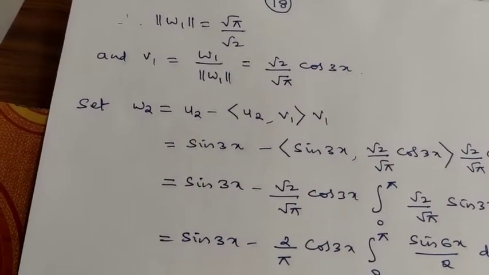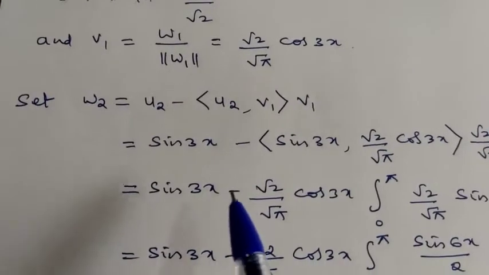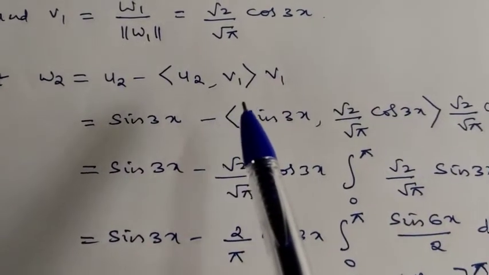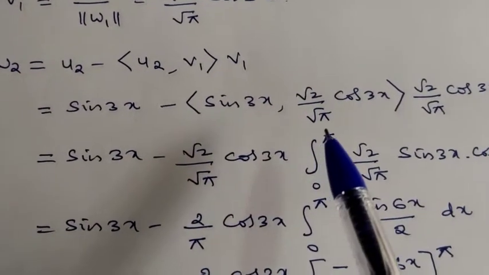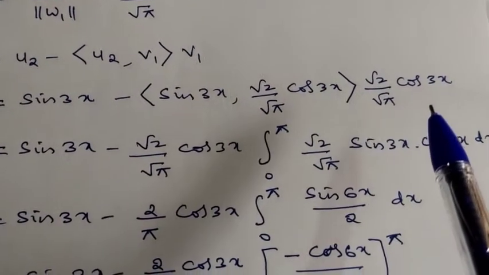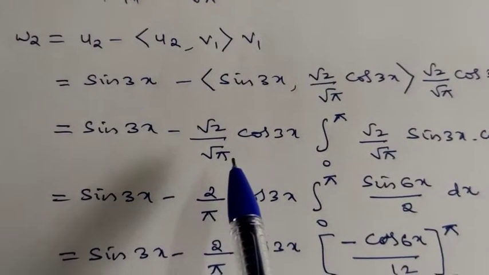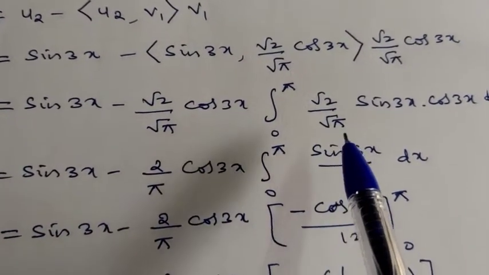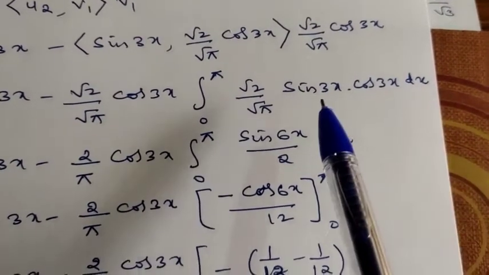This is a continuation of the video of session 7. Now W2 is U2 minus the inner product of U2 comma V1 into V1. So this is sin 3x minus the inner product of sin 3x comma root 2 by root pi cos 3x, into root 2 by root pi cos 3x. This equals sin 3x minus root 2 by root pi cos 3x times the integral from 0 to pi of root 2 by root pi sin 3x cos 3x dx.